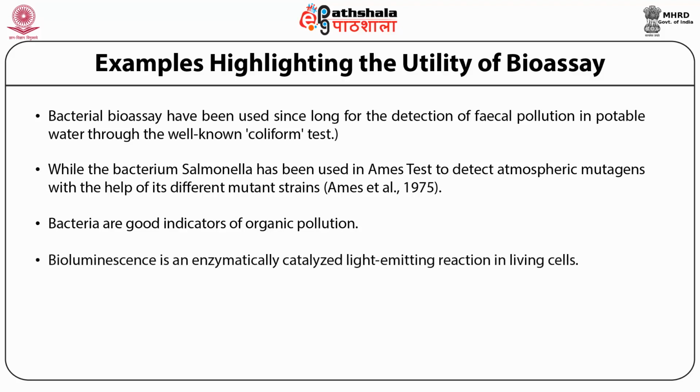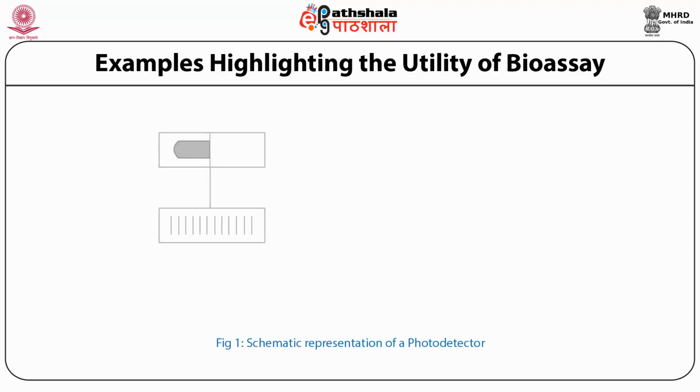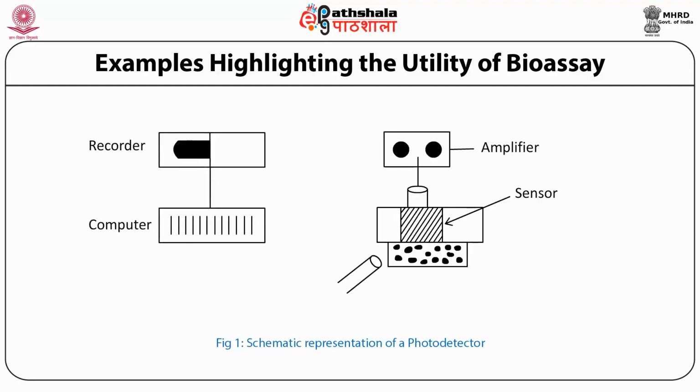Bioluminescence is an enzymatically catalyzed light-emitting reaction in living cells. Photobacterium phosphoreum colonies are used in a special photodetector where a change in the emission of light due to pollutant effect is detected by a sensor, then amplified and recorded by a computer. A representation of this process has been shown in Figure 1, showing how a photodetector is used for this purpose.